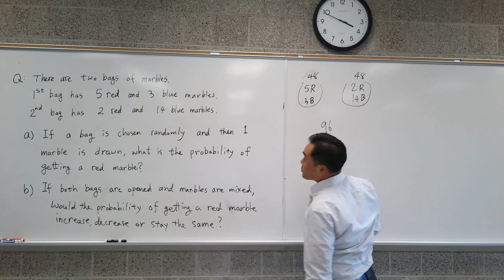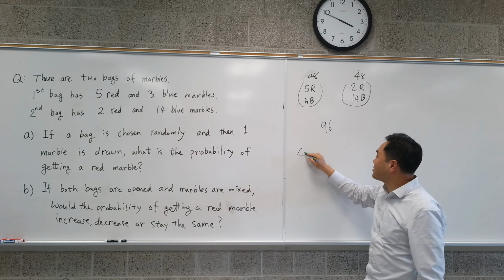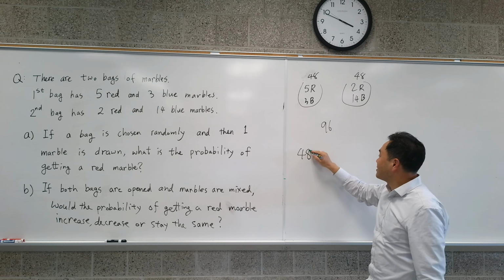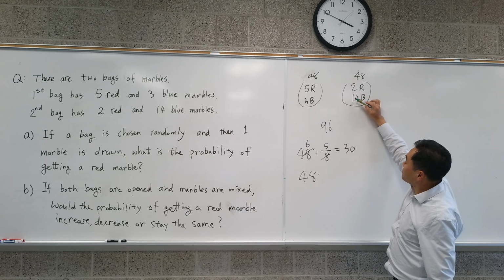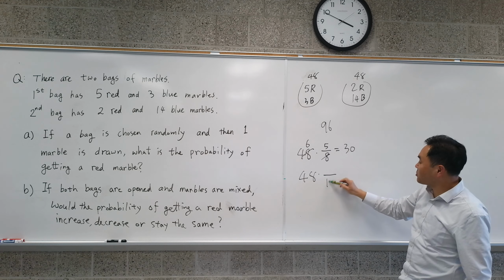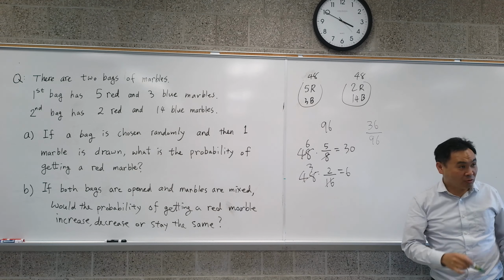This bag will be picked 48 times. Out of these 48, the expected number of reds is 5 out of 8 times, right? So that's 6 times 5, which is 30. And for this one, 48 times, there are a total of 16 marbles, and among them 2 red marbles. If you compute that, 48 divided by 16 is 3, so that's 6. So out of 96 trials, 36 cases will give you red marbles.